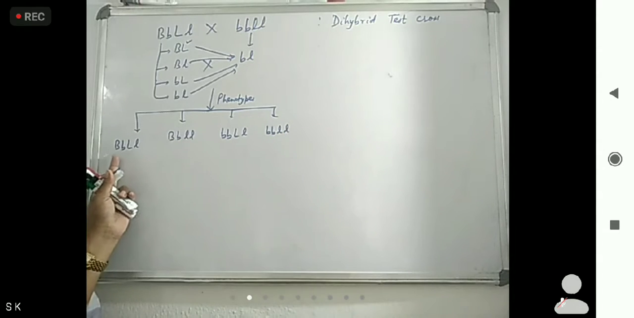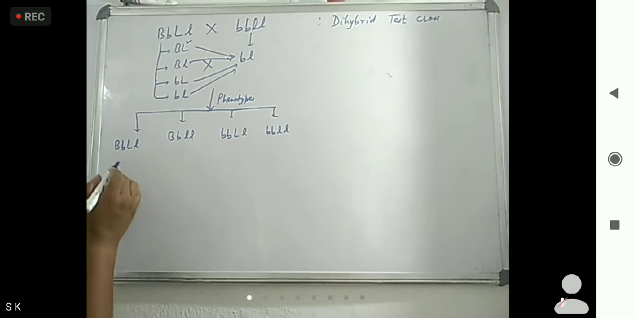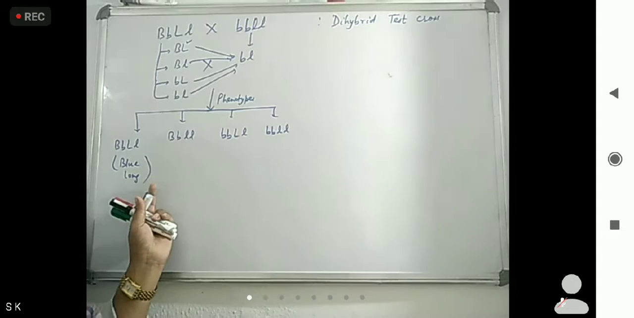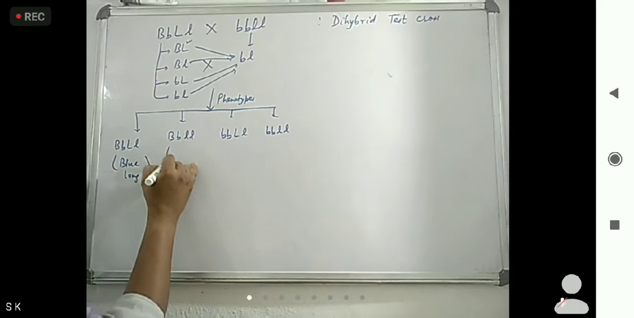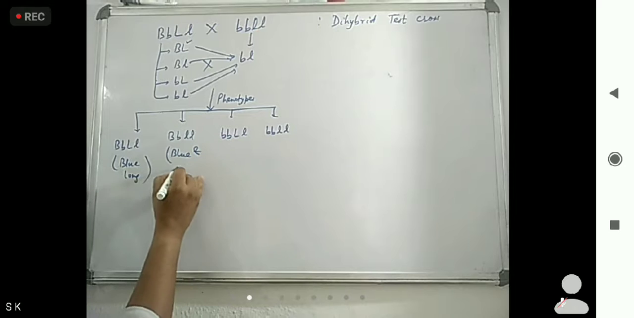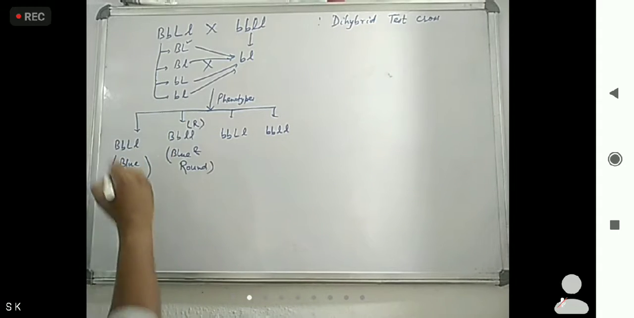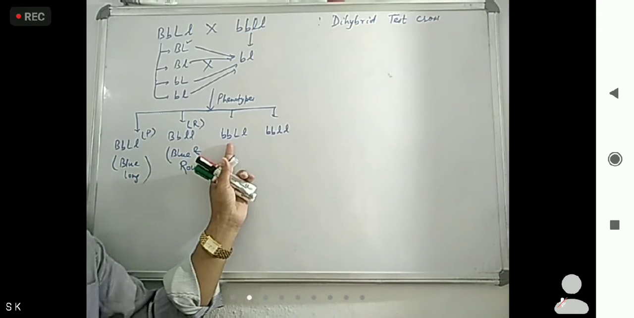Okay, now this capital B, capital L, small l, they are showing what? Blue long. So this is blue long. And what we seen that this is dominant type, blue long. Okay, next it is what? Blue and round. So this is blue and round. This is what? Recombinants are. This is what? Parental.